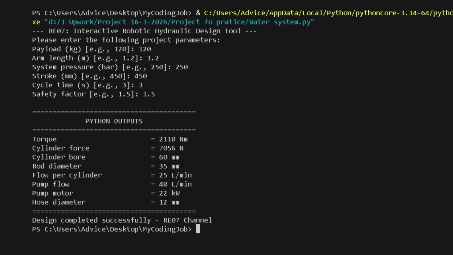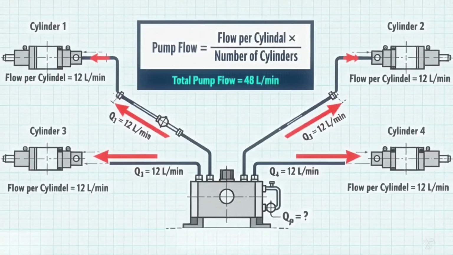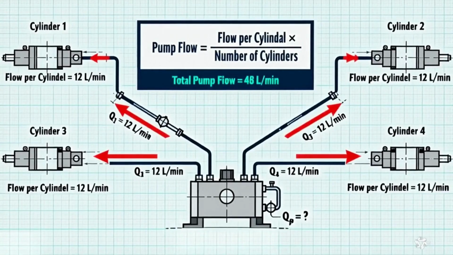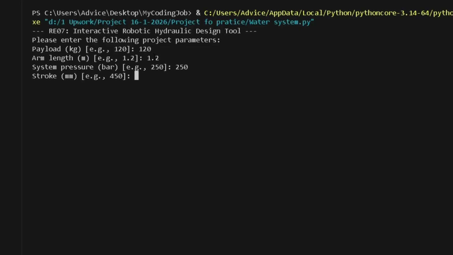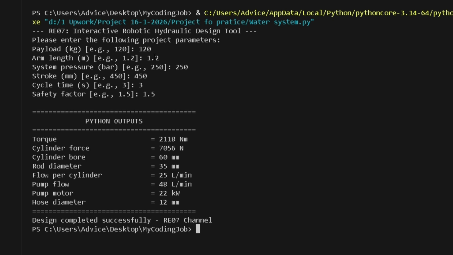Step 6. Calculating pump flow rate. Our robot has multiple joints. If we assume 4 joints operating simultaneously, the total pump flow equals flow per cylinder times number of cylinders. For our design, pump flow equals 48 liters per minute. This value is used to select the hydraulic pump in the power unit.